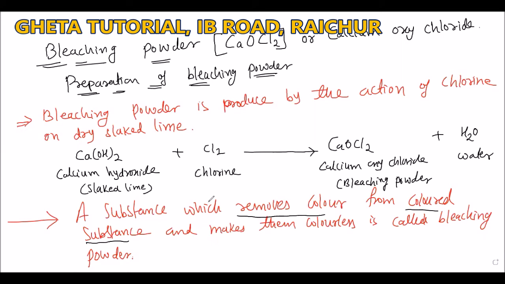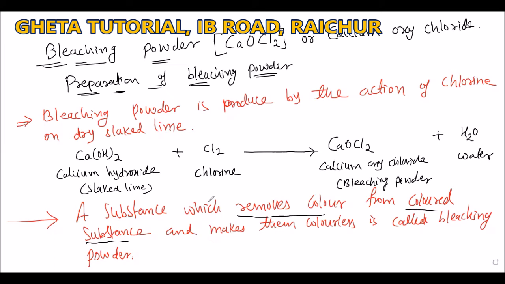So that is what is mainly used in the paper industry. It is mainly used in the textile industry. Why? Because in the textile industry we have a lot of colors, different types of colors. In the paper industry also we can use it, because paper also comes in different colors. Likewise, it is also used in the laundry for the cleaning and washing of the clothes.